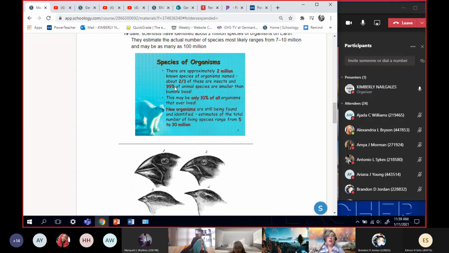Extinction is going to be part of this chapter as well, I think the next section or the one after. So of all of those 2 million known species, that's only 10% of all that we have had on the Earth in the past, and that's just what we know from the fossil record. There could possibly even be more. So there's lots and lots of different types of species on Earth, and that again is species diversity.